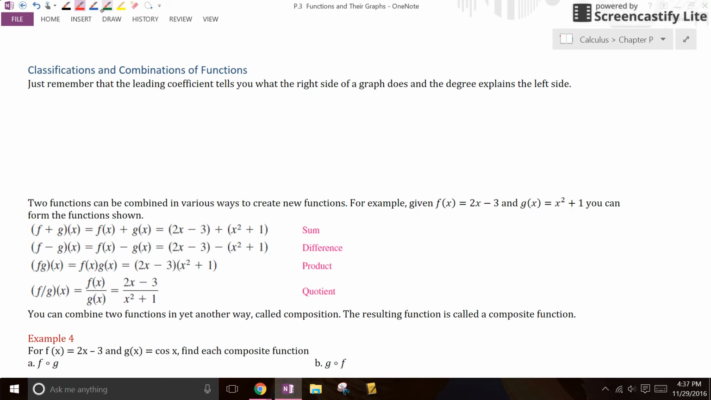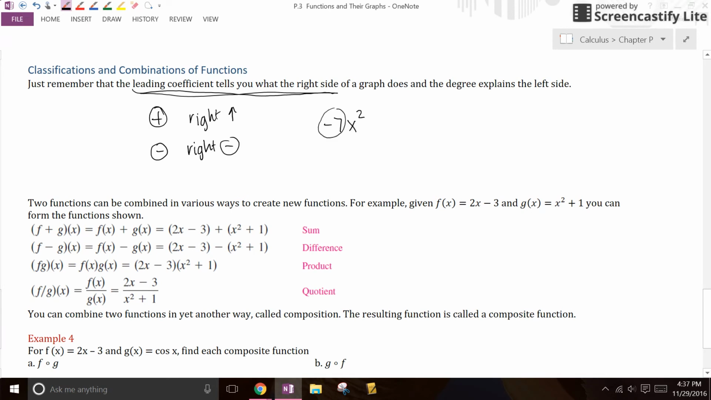And one thing that I think is super important is the end behavior of graphs. And that's what I tell you here. The leading coefficient tells you what the right side of a graph does. If the leading coefficient is positive, then I know that the right side of the graph goes up. And if it's negative, I know the right side goes down. So if somebody gives me an equation, like let's do a parabola, say it's negative 7x squared, right? That leading coefficient is negative. That means the right side goes down. That means the graph on the right is going to be going down like that because it's a parabola.